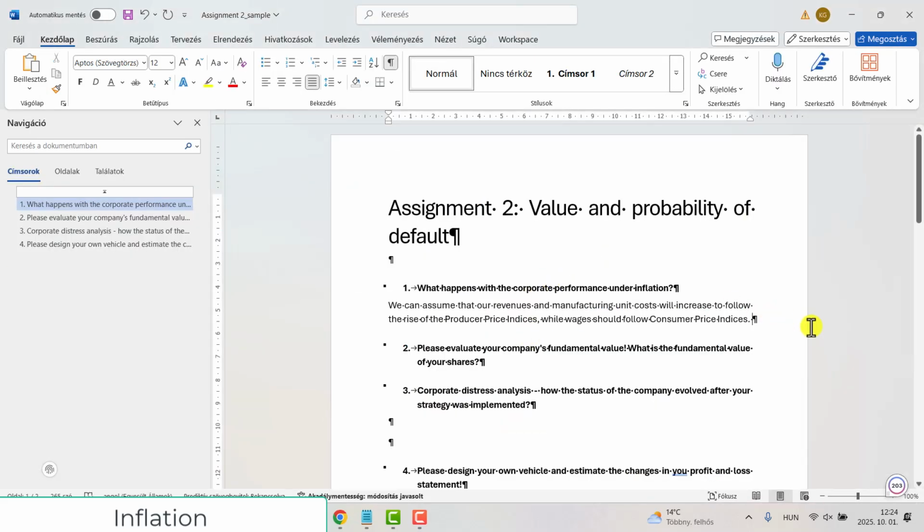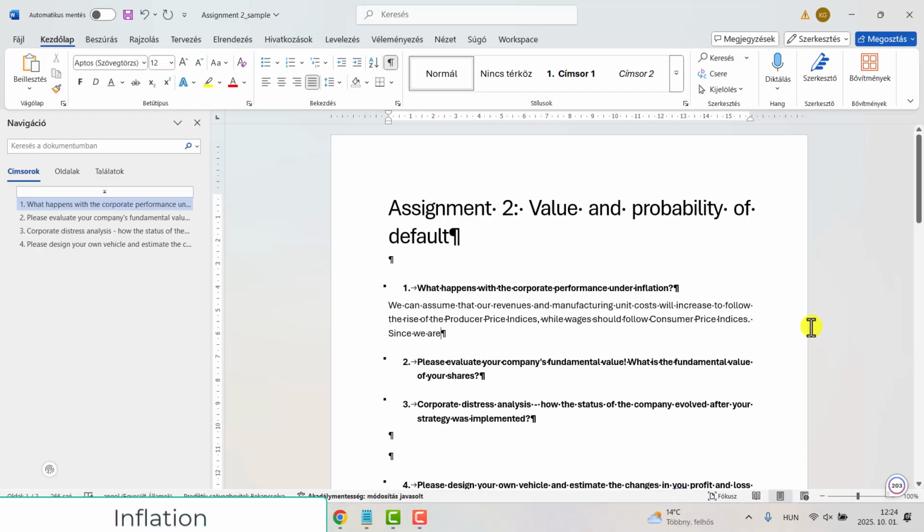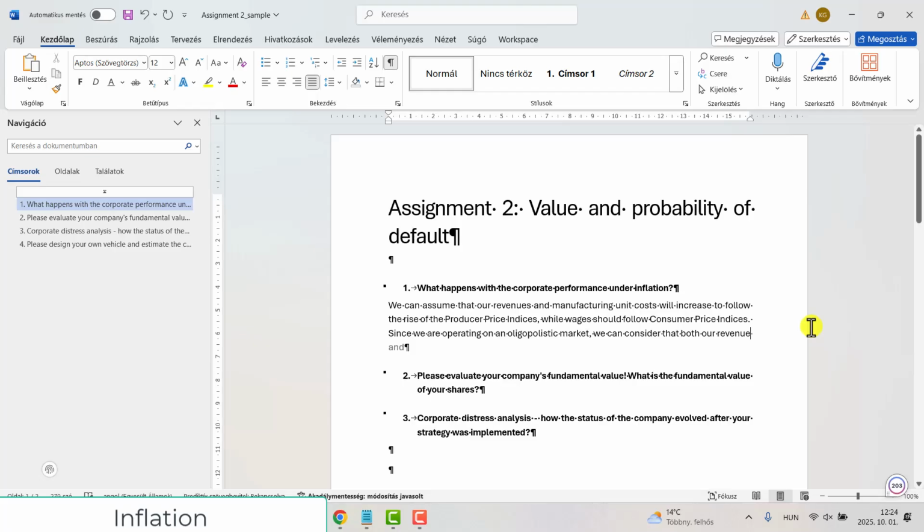So since we are operating on an oligopolistic market, we can consider that both our revenues and expenditures or expenses will follow inflation, unlike on a competitive market. So that's the key difference.